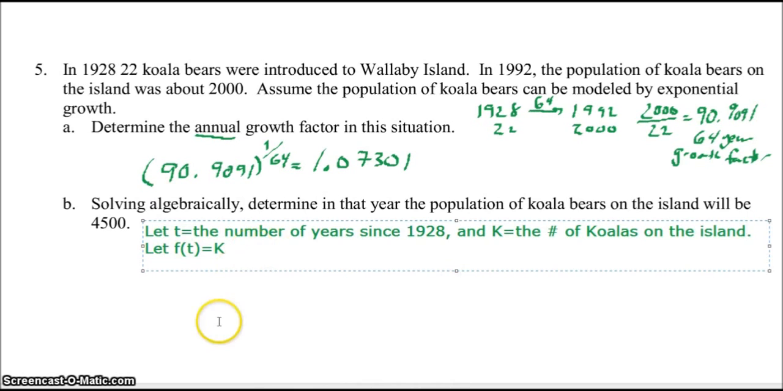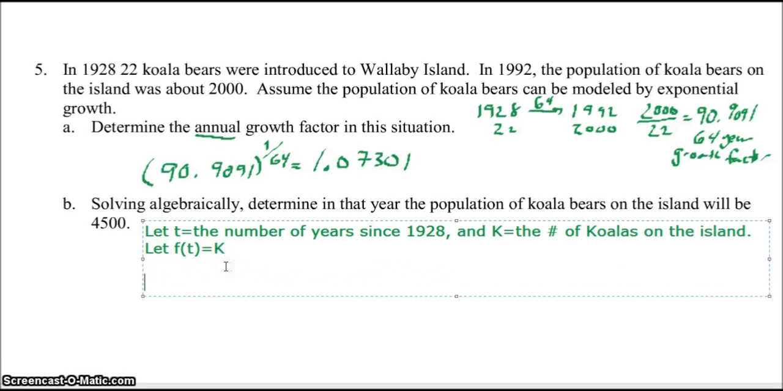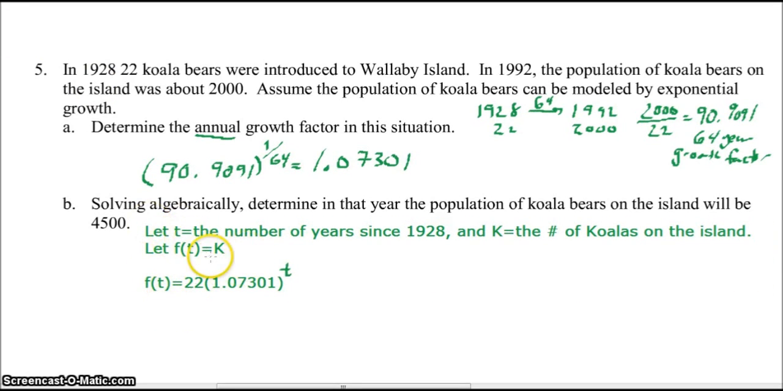So let's let t be the number of years since 1928 and k the number of koalas on the island, and let f of t equal k. Then f of t is equal to the initial value 22 times our 1-year growth rate, 1.07301, and our exponent is t. Now this function output tells us k, the number of koala bears, so we want the population to be 4,500.